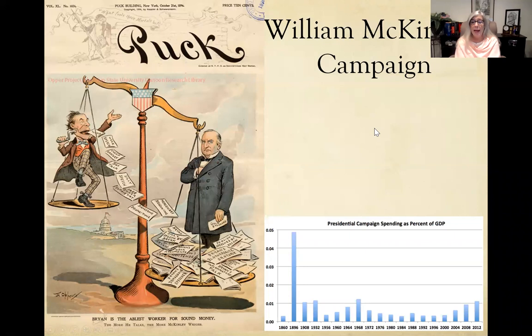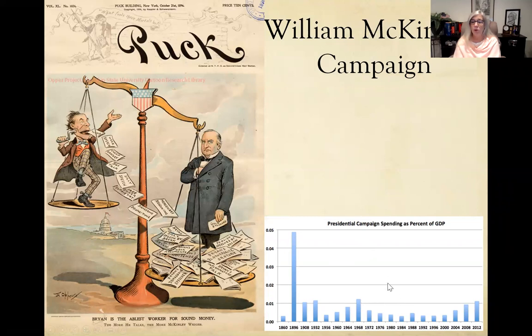All right, so in the campaign, again, William Jennings Bryan was an excellent speaker. That was what people knew of him, that he was a dynamic speaker. They were drawn to what he was saying, but he talked a lot, on and on. And so here you've got him: Bryan is the ablest worker of sound money, that the more he talked, the more it was actually helping William Jennings Bryan.